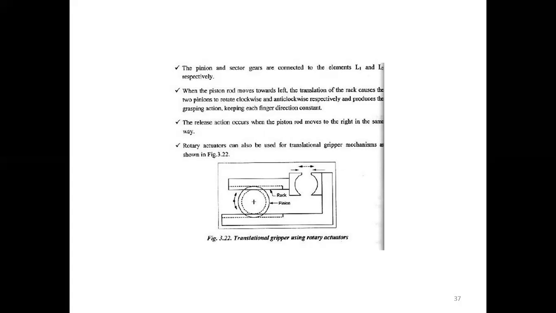So when the piston moves toward the left, the translation of the rack causes the two pinions to rotate clockwise and anti-clockwise respectively and produce the grasping action, keeping each finger direction constant. The release action occurs when the piston rod moves to the right in the same way. It is the example for a translation gripper using rotary actuators.